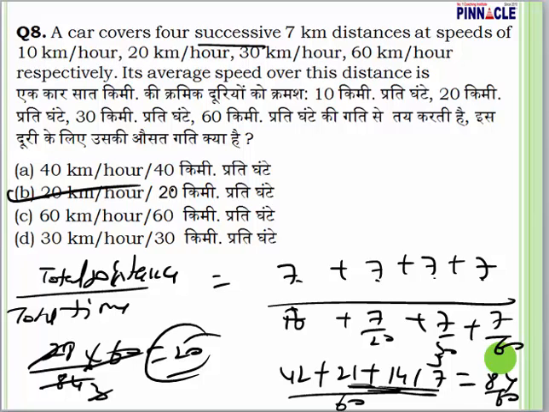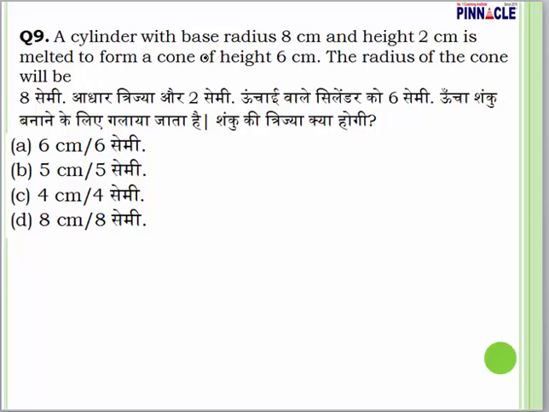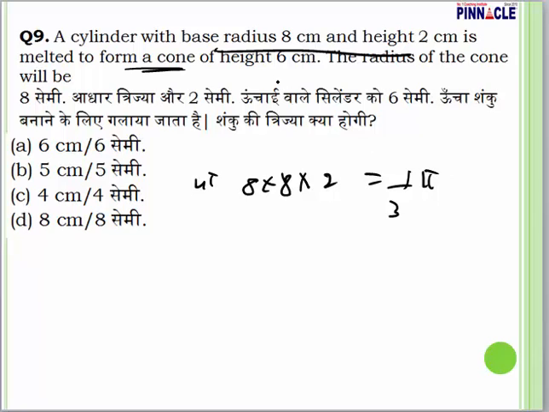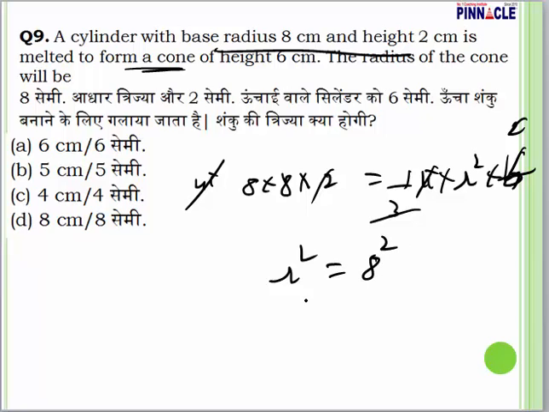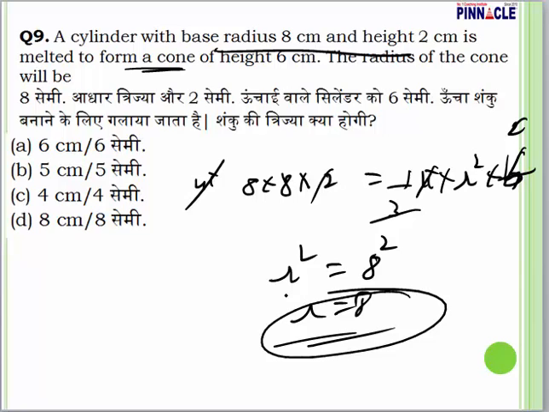Next question, question number 9. A cylinder with base radius 8 cm and height 2 cm is melted to form a cone of height 6 cm. Radius of the cone would be how much? Very easy question. What is the volume of cylinder? Pi r square, that is 8 into 8, and h, that is 2, which is given. And the volume should be equal in both the cases. So it is formed cone, that is 1 by 3 pi r square into h. Pi you can cancel with pi, and then h is given, that is 6. It means r square is equal to 64, or you can say 8 square. R is equal to 8. What is the question? Radius of the cone we have to tell, r is equal to 8. So in both the cases volume is same. You have to think in that way.